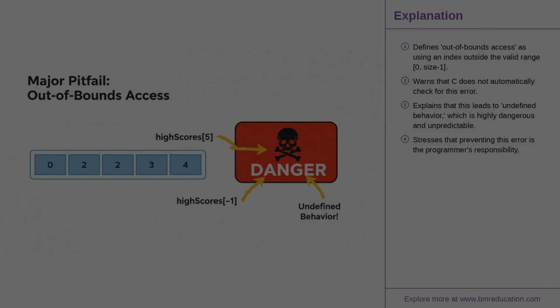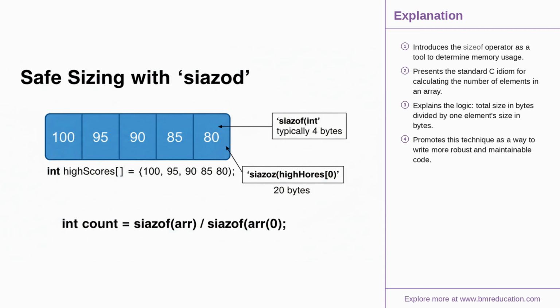So how can we write safer code, especially if we don't know the array's exact size? C provides the sizeof operator. sizeof(highScores) gives the total memory size of the entire array in bytes. By dividing this by the size of a single element, sizeof(highScores[0]), we can reliably calculate the number of elements. This is the standard, portable way to make your loops adapt to the array size.